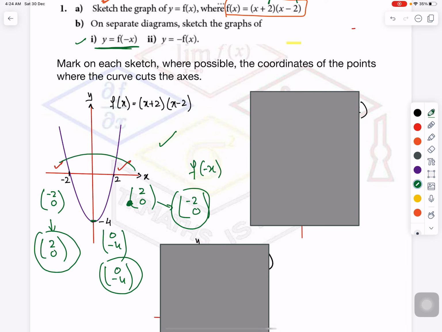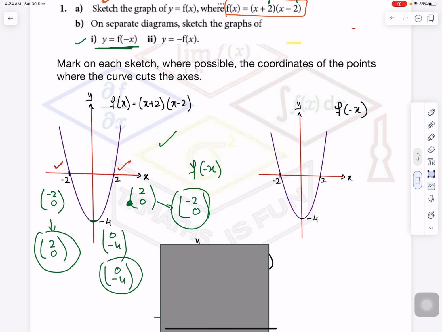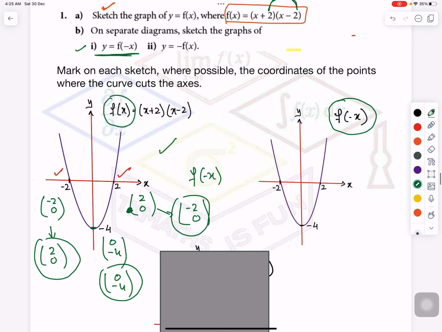Do you think they will be any different? This point will go here. This point will go here. The graph will remain what? Yes, you're right. It will remain same in this particular case. But you will mention here it is a sketch of f of minus x. And here you have shown that it is a sketch of f of x.